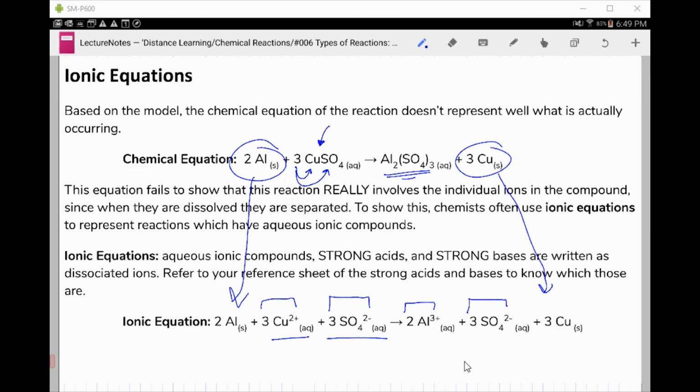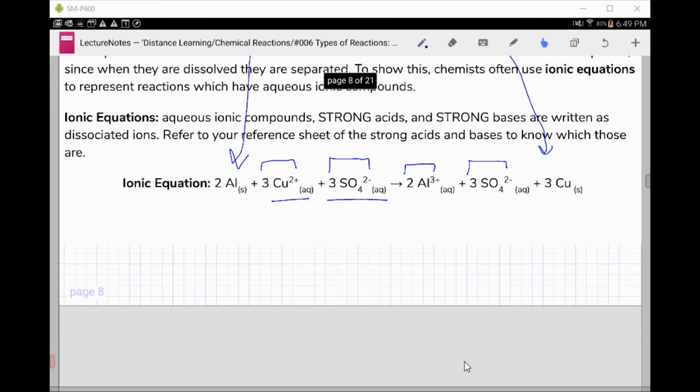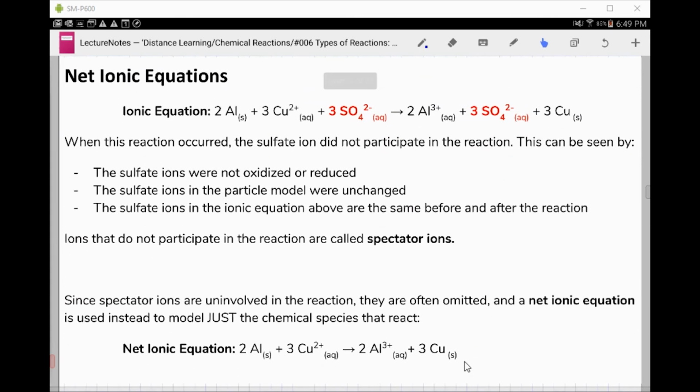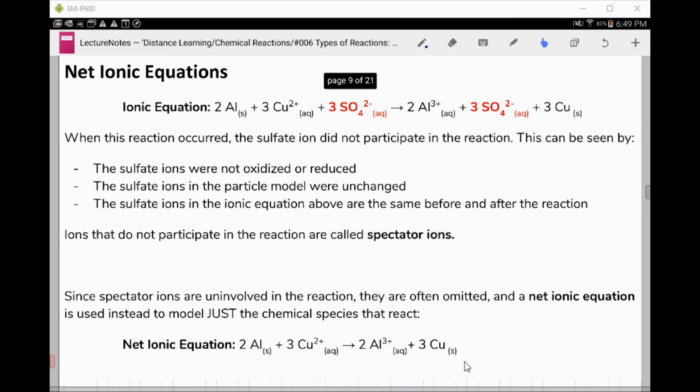And here, this really highlights now that the sulfate doesn't participate in the reaction. The sulfate is exactly the same in the reactant side and exactly the same in the product side. It doesn't do anything here. So what we call those when they don't participate, when they don't do anything, we call those spectator ions, right? Just like a spectator stands on the sidelines in a sport, they watch, they don't really play themselves. That's what these ions here are doing. They're just there. So really, they don't matter.